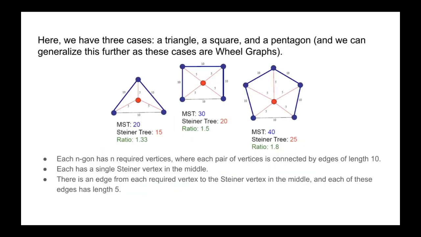So here we have three cases: a triangle, a square, and a pentagon. Each n-gon has n required vertices, where each pair of vertices is connected by edges of length 10. Each has a single Steiner vertex in the middle. As you can see, there is an edge from each required vertex to the Steiner vertex in the middle, and each of these edges has a length of 5. So from the Steiner vertex to the required vertex, the edge weight is 5, and the edge weight between the required vertices is 10. Okay.